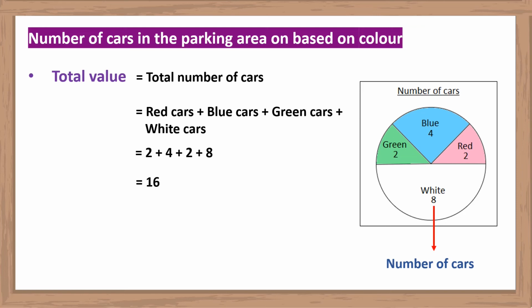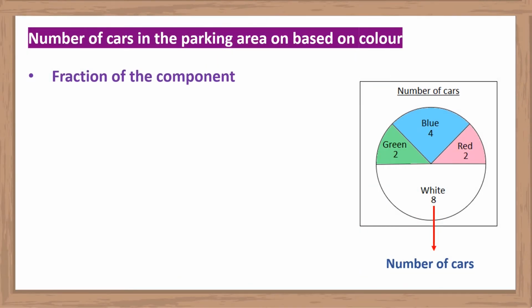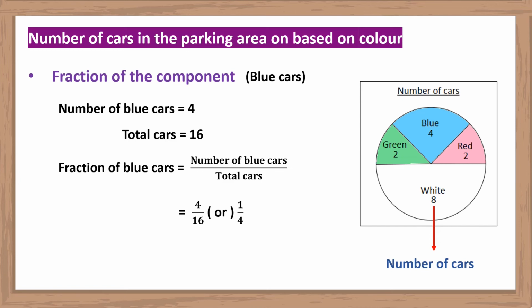And let's find a fraction of a component. Here we consider only the component, blue cars, for the rest of the calculation. Let us find the fraction of blue cars. The number of blue cars is 4. The total number of cars is 16. Thus, the fraction of blue cars in the pie chart is the number of blue cars by total cars. That is 4 by 16, that is 1 by 4.